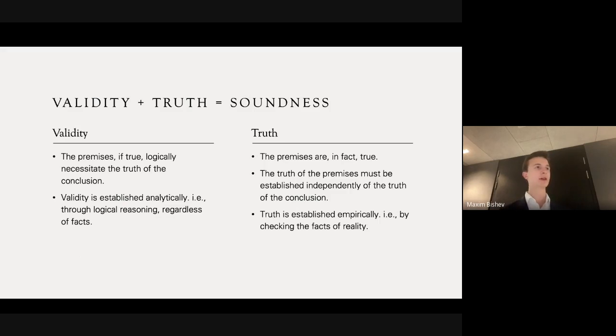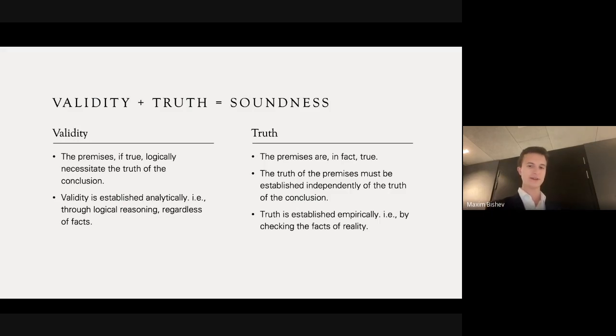So all you need to know from this for now is that validity can be established without knowing anything about the world. That's what makes it separate from truth. So validity checks that the argument is logical. Truth checks that the argument is actually based on something true. So for example, if I say all polar bears are black, Jack is a polar bear, therefore Jack is black, right? That would be valid, but it would not be true, because polar bears are not all black. In fact, they're all white or mostly white. So that's an example of validity versus truth.